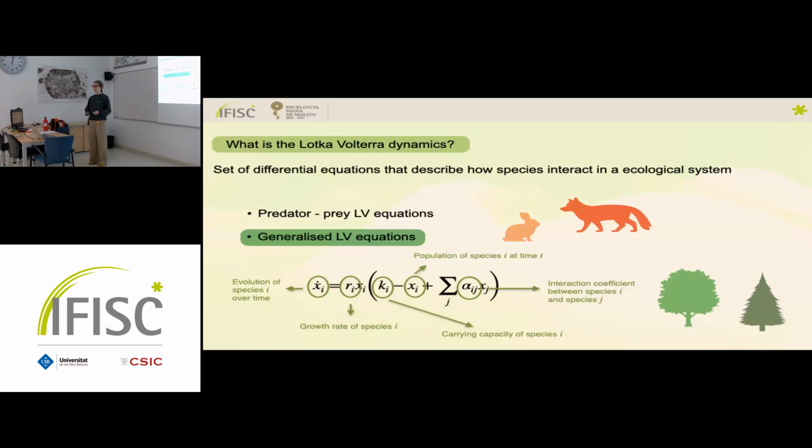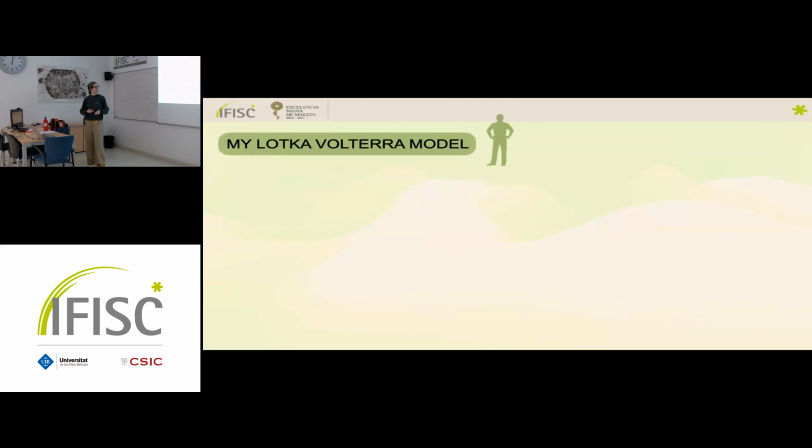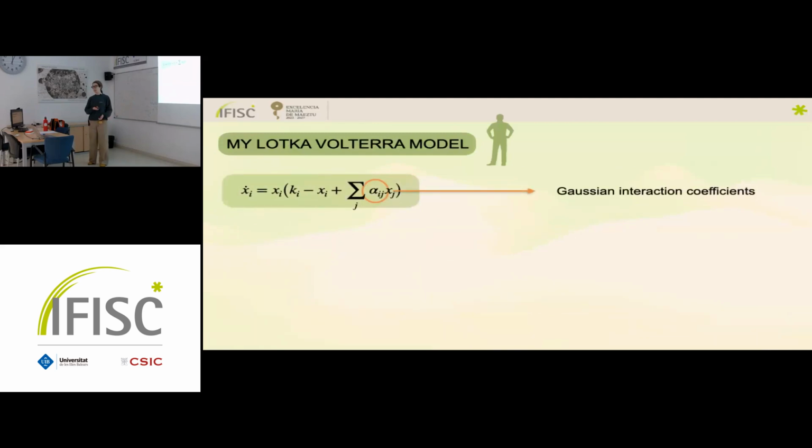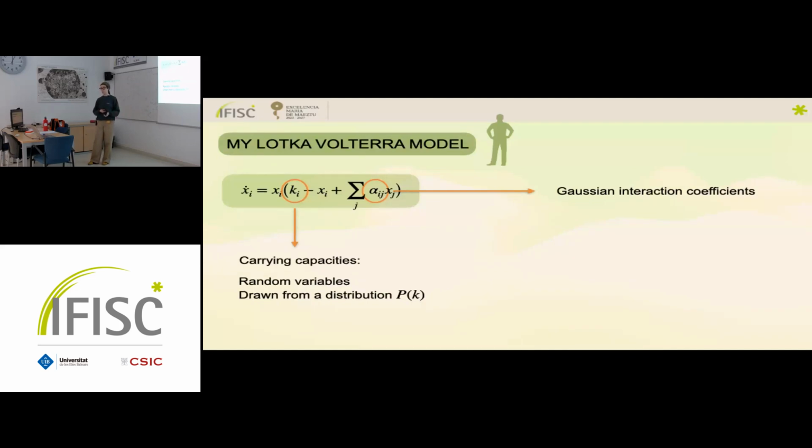So once I've introduced the general form of the Lotka Volterra model, I can dive into my Lotka Volterra model. It is basically the same equation as I've presented before. The only thing that changes is that the growth rate has been set equal to 1 for all species. Some important things to point out are that alpha_ij are Gaussian interaction coefficients and K_i are carrying capacities, as I said before, but are random variables, so they are drawn from a random distribution.